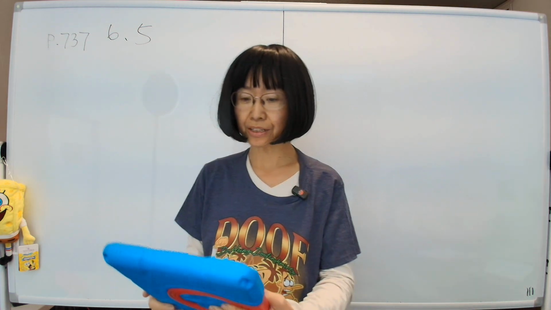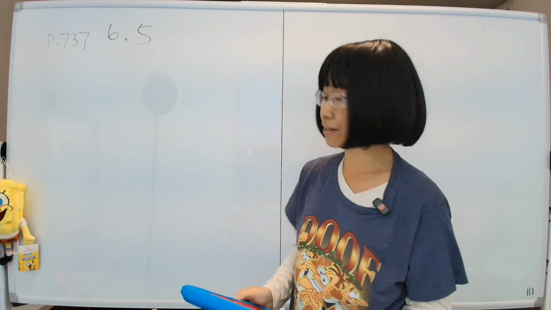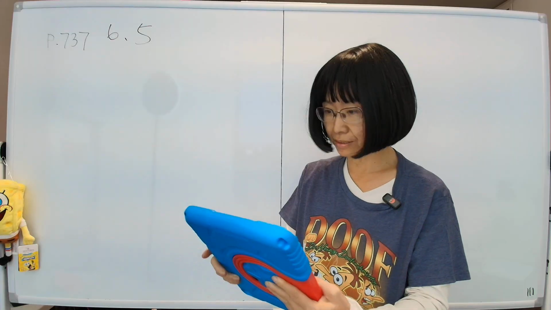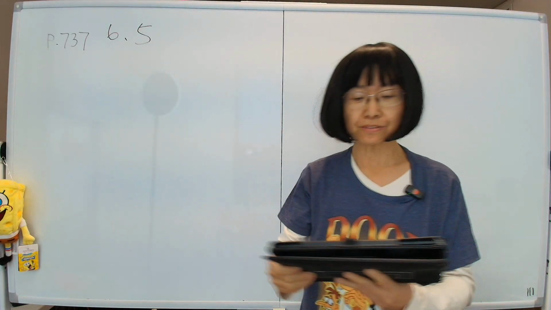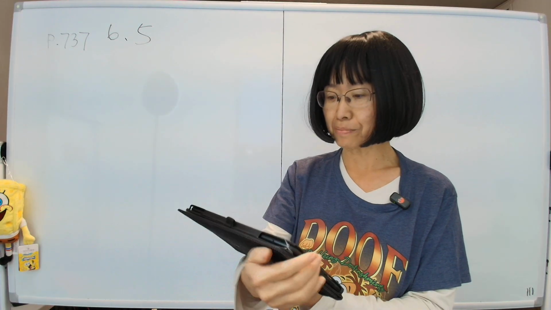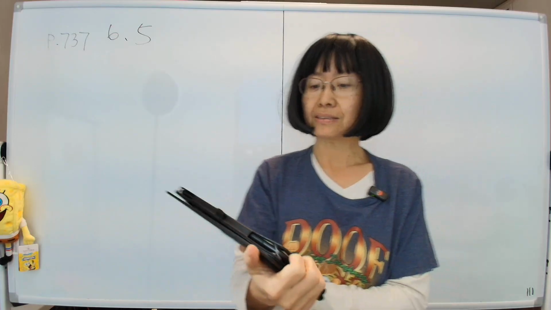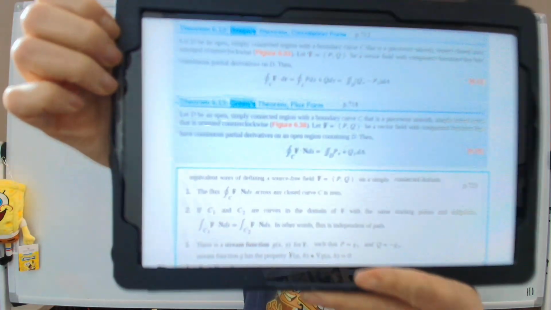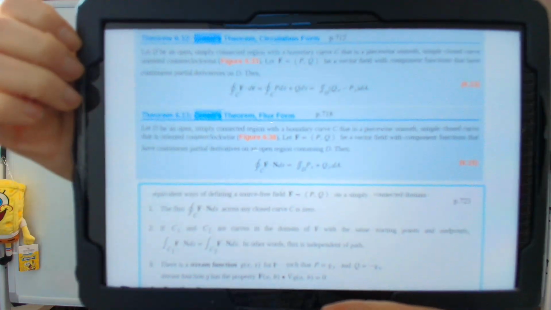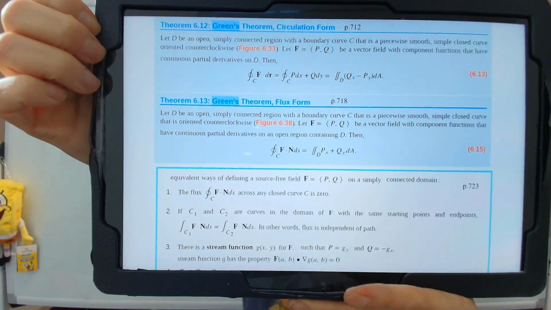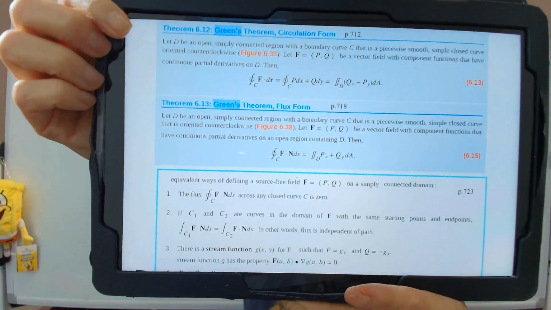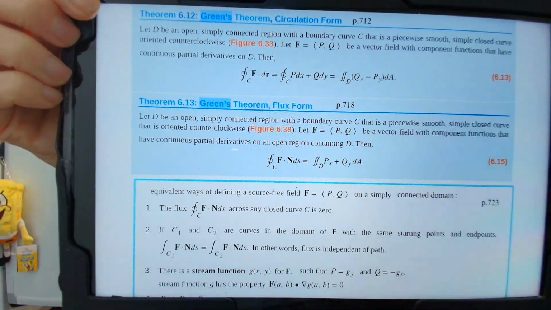Today we are going to do section 6.5 on page 737. But before that, I want to go over some old concepts that we have already learned, but you might have forgotten or don't remember that clearly. Most of these we learned fairly recently, but they are somewhat confusing because they're similar and you might not remember them exactly.